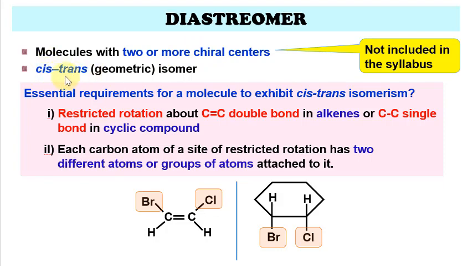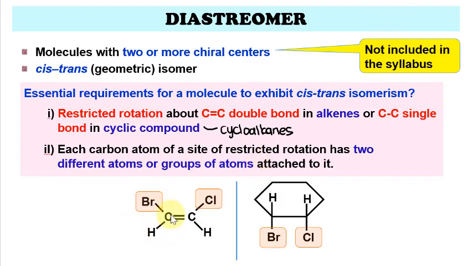And the other one is the cis-trans isomer, also known as geometrical isomer. The essential requirement for a molecule to exhibit cis-trans isomerism is that it must have restricted rotation. The restricted rotation is found at the carbon-carbon double bond in alkenes, or the carbon-carbon single bond in cyclic compounds, which are the cycloalkanes. Each carbon atom at a site of restricted rotation must be bonded to two different atoms or groups of atoms.